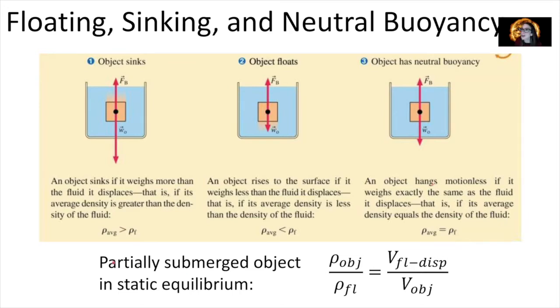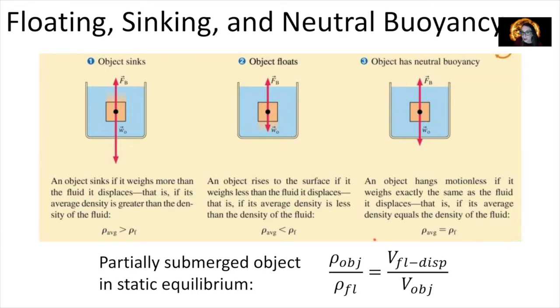It's also the case that partially submerged objects in static equilibrium have a unique relationship. So if you are floating, let's say, a piece of wood on water, part of that piece of wood is going to be submerged under the water, and part of it is going to be above the water. This is the case for an object that floats. And in that case, you can calculate the fraction of that object that is submerged just by taking the ratio of the density of that object that is floating to the density of the fluid that it is floating within.